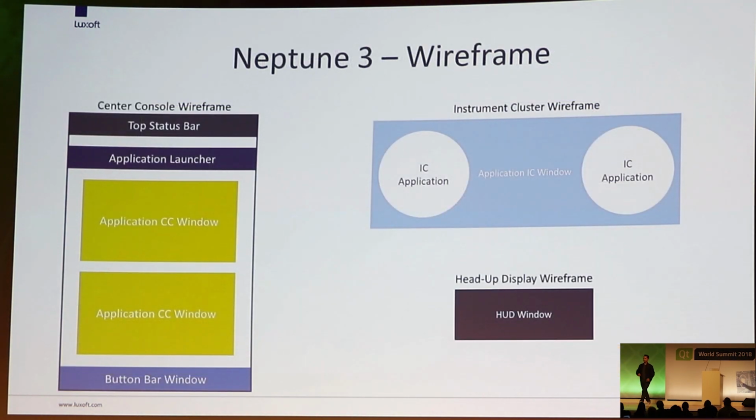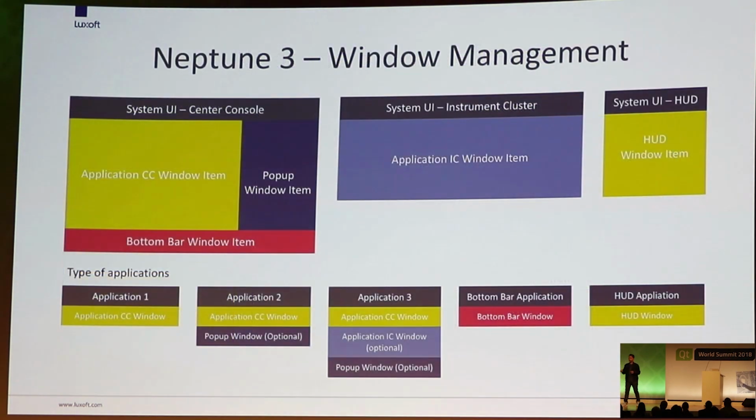So this is the wireframe of the Neptune 3. In the center console, you have the application CC window and application IC window. CC stands for the center console, and IC stands for the instrument cluster. So the application has the possibility to choose where its content should be shown. You can have an application that is shown in the center console only, or shown in the center console and in the instrument cluster.